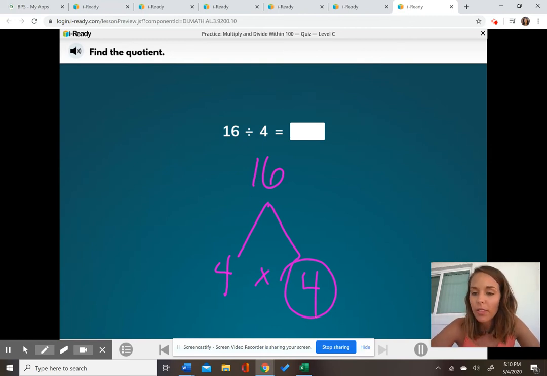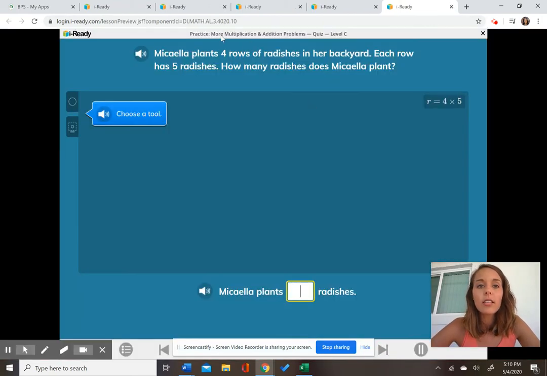So then you know it's right there in the middle. Okay. So with this lesson, just make sure it's kind of trial and error, but you're also just reversing your math facts, if that makes sense. So I'll stop with that lesson. The next lesson is the more multiplication and addition problems.